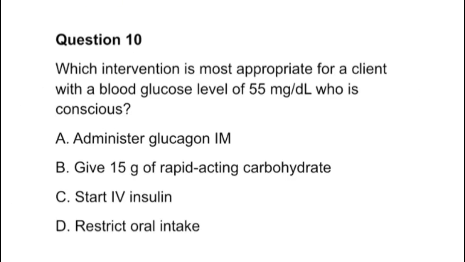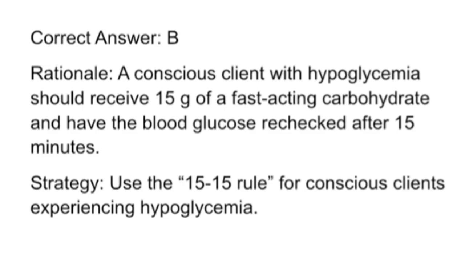Question 10. Which intervention is most appropriate for a client with a blood glucose level of 55 milligrams per deciliter who is conscious? A. Administer glucagon IM. B. Give 15 g of rapid-acting carbohydrate. C. Start IV insulin. D. Restrict oral intake. Correct answer, B.